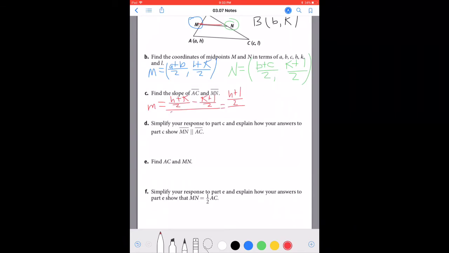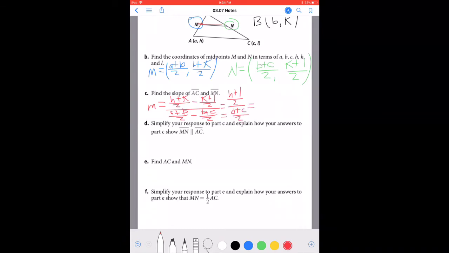On the bottom, we do the same thing with our x's. So we have to do A plus B over 2 and then minus B plus C over 2. So when we actually do that, we can combine those fractions right away because they have the same denominator. And then simplify, we get A plus C over 2.